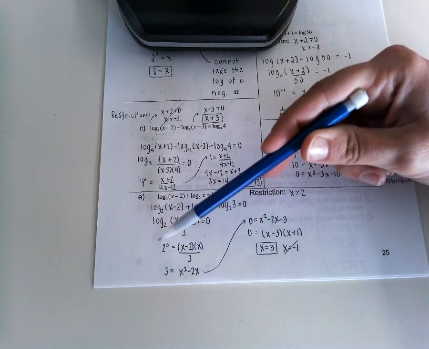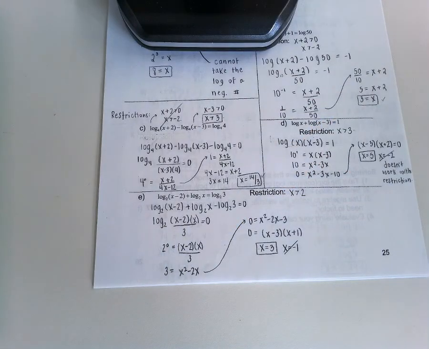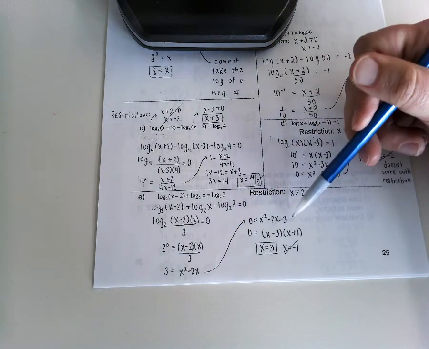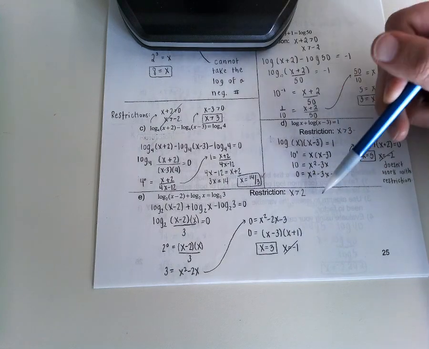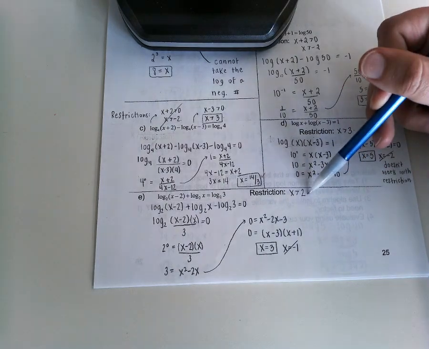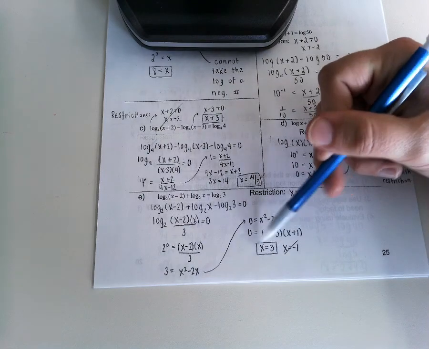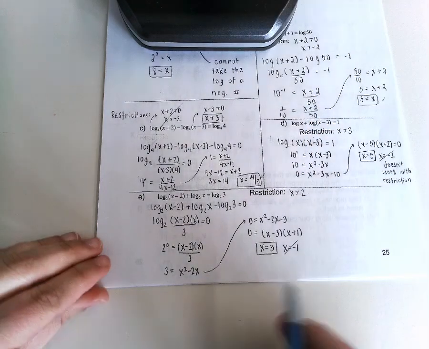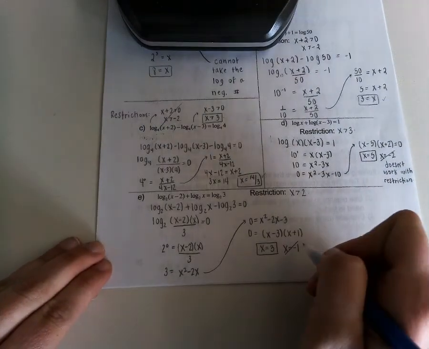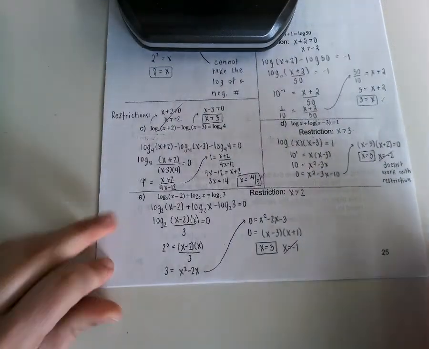So when I multiply by 3, I get 3 equals x squared minus 2x. Again, I have a quadratic, so I need to factor. And here my restriction was that x had to be greater than 2, so only x equals 3 is a good solution. Make sure you show both solutions and then just cross out any that don't work.